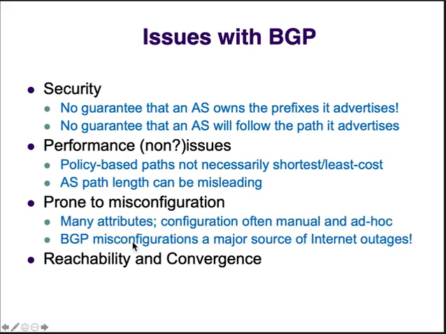Prone to misconfiguration, someone brought this up. We have many attributes. The configuration is often manual and ad hoc. Configuring BGP, there's a relatively small number of people who are trusted at large operators to actually configure BGP. Anytime there's a configuration change, it's done very carefully, it's tested, it's vetted, and we still have major issues. So BGP misconfiguration is probably the root cause of outages on the internet. And if you Google some of the famous BGP outages, it's quite entertaining.